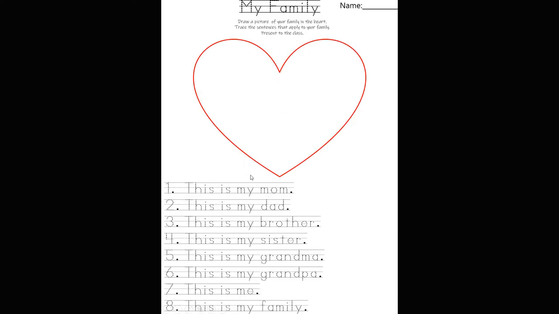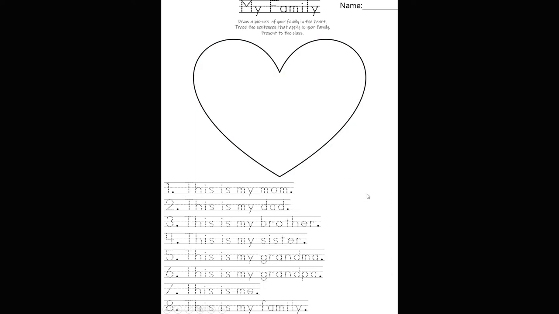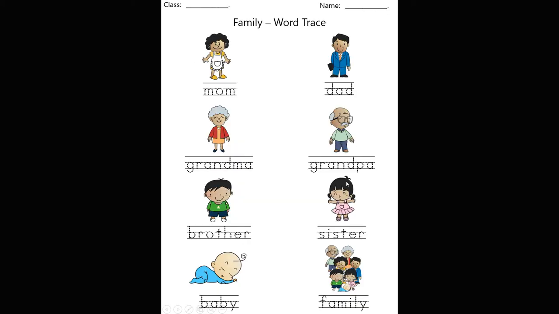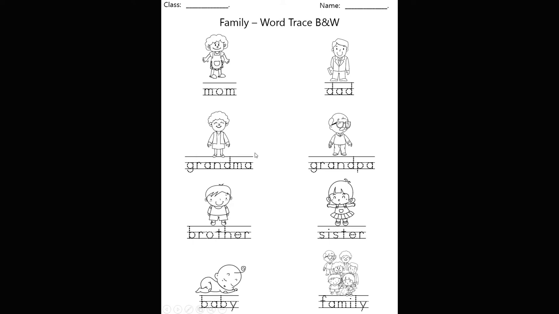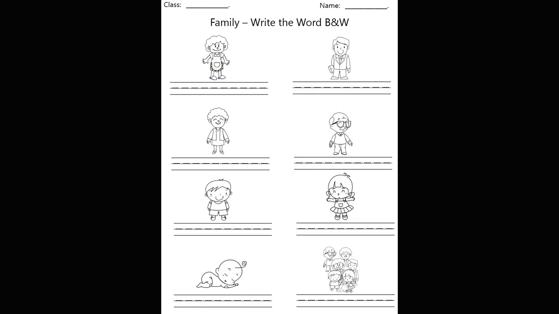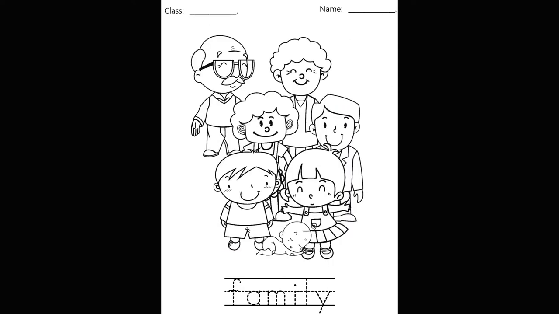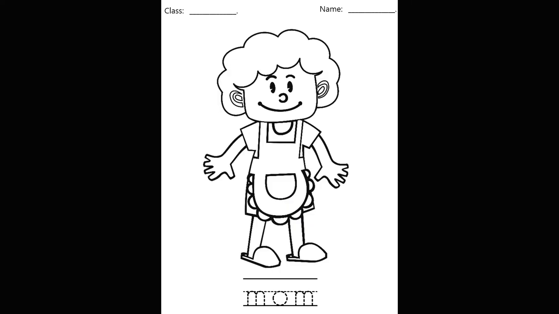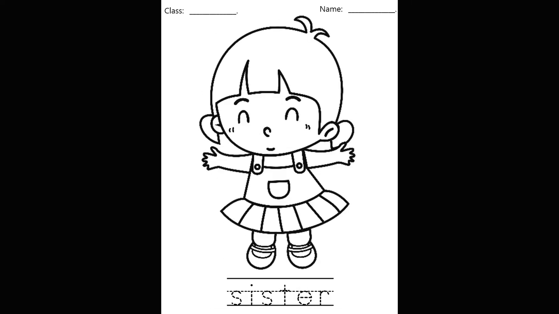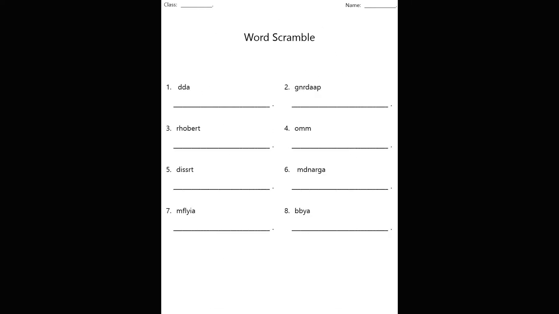Presentation where they can draw their family members and trace it, or a higher level where they can write the whole sentence for themselves. Color and black and white. And a tracing worksheet. Writing worksheet. Trace and color. Word scramble. Answers. There you go.